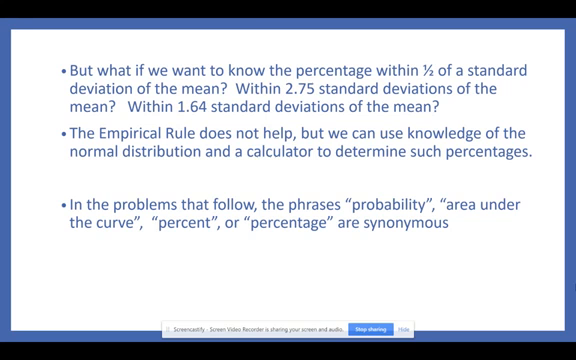And in the problems that follow, you're going to see phrases like probability, or area under the curve, or percent, or percentage. And I want you to remember that those words would be synonymous in the questions. They're all asking you to calculate the same thing.